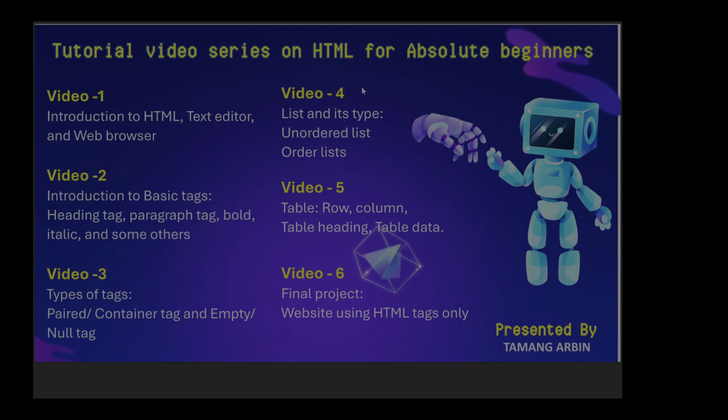In video number 4, we will talk about the types of lists. Basically there are 3 types of list, but as of now you can see only 2 types, that is the unordered list and the ordered list. One is missing, which is the description list. We will cover it in later videos.